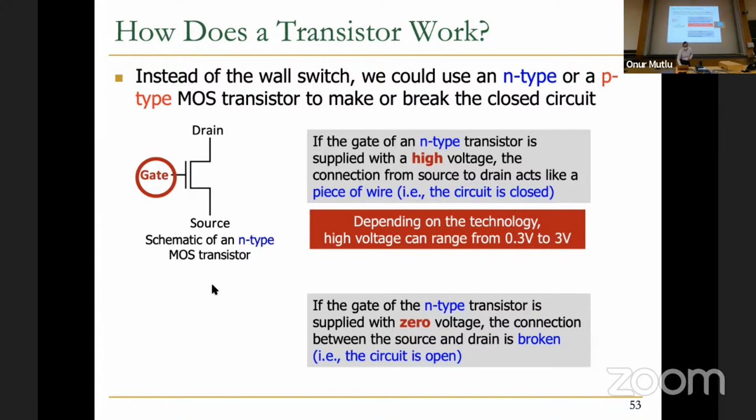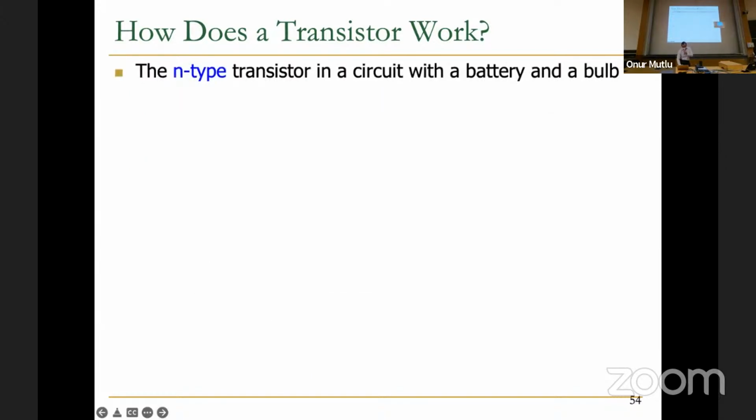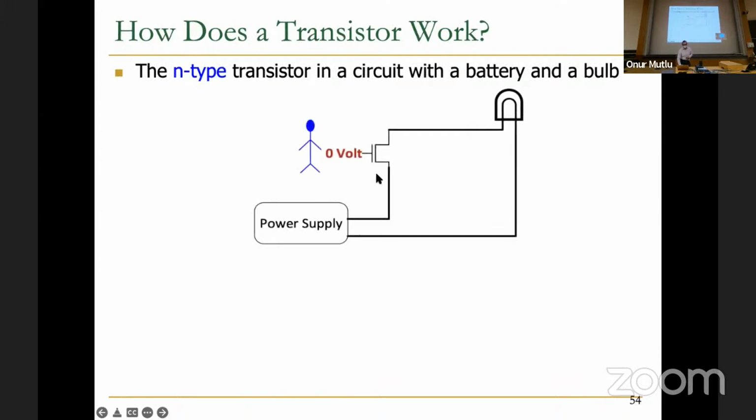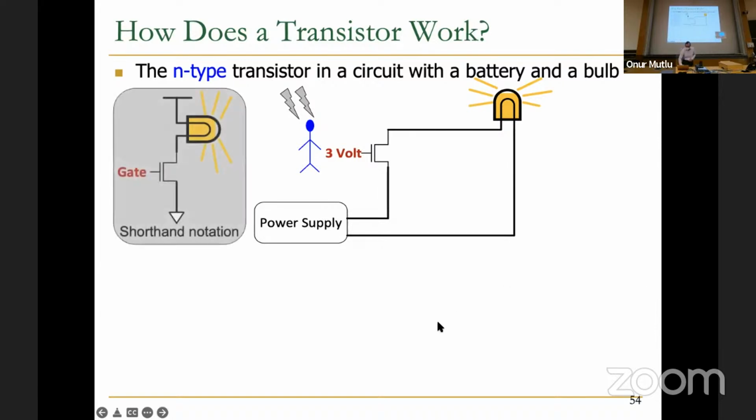In fact, I have an animation showing that. Yeah, let's take a look basically. So we have an N-type transistor in a circuit with the battery and the bulb, just like the wall switch earlier. So this is our transistor now, not the wall switch. You go and apply 0 volts, light doesn't turn on because the transistor doesn't conduct current between the source and the drain. This looks like an open wire. You go and apply high voltage. Now the transistor acts like a wire and the power supply gets connected to the bulb. As a result, electricity turns on, right? Makes sense. Okay? Basically, the transistor is the wall switch.